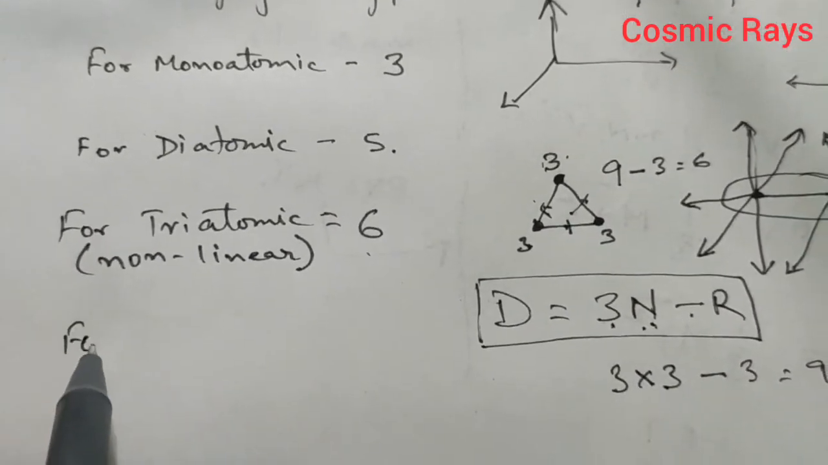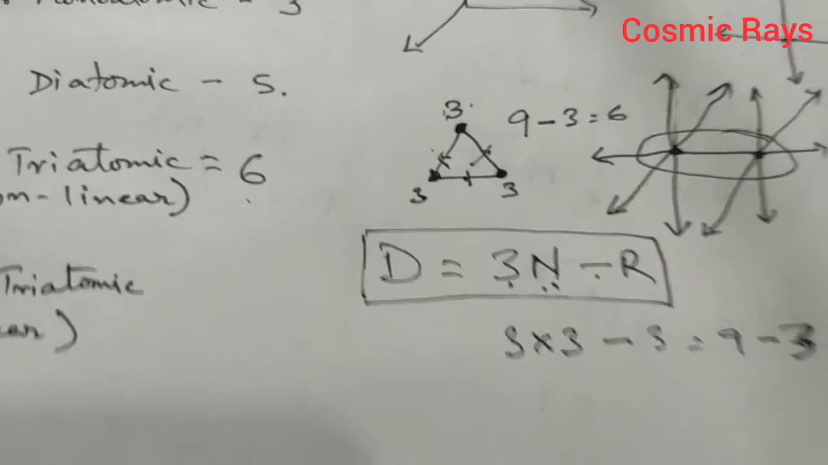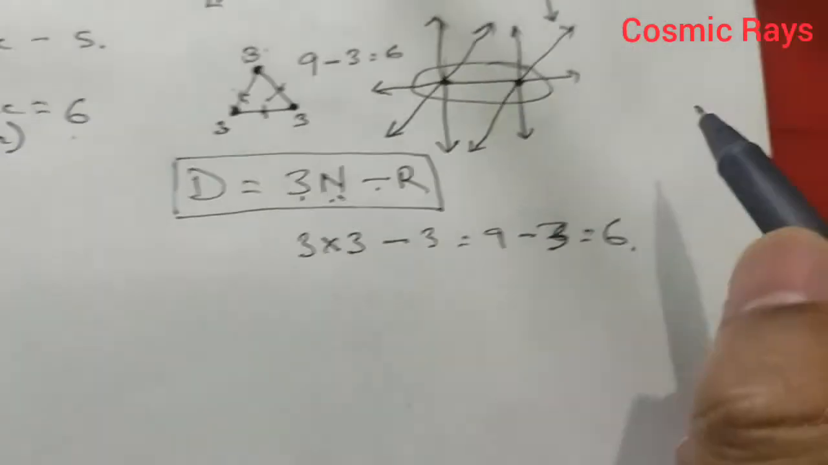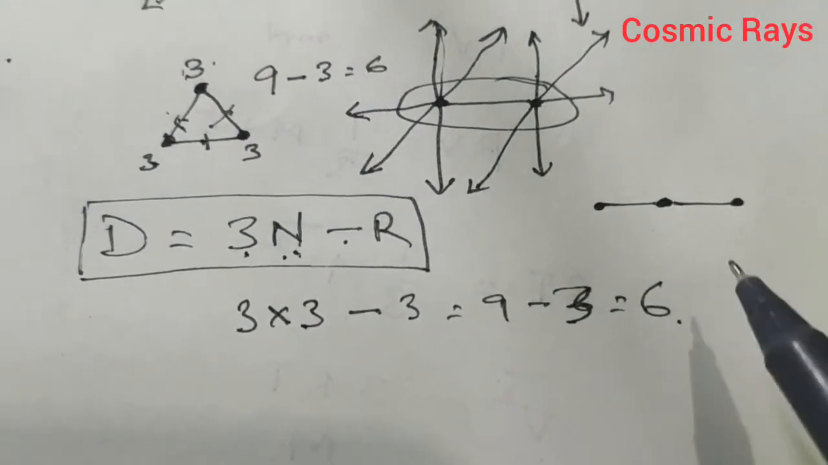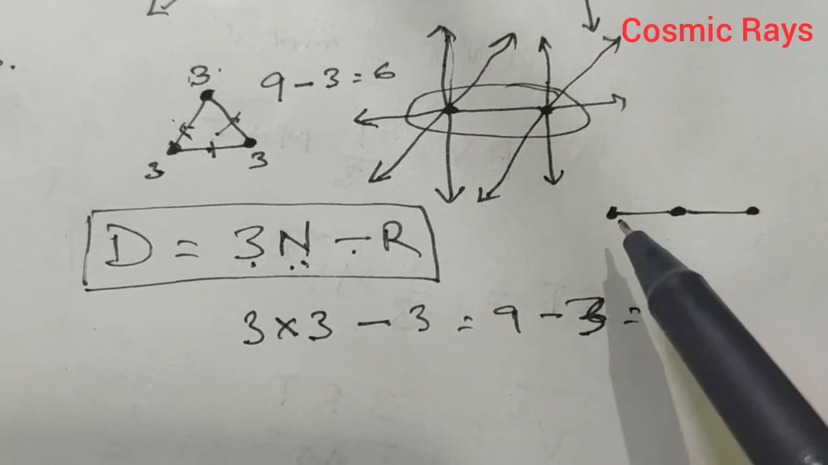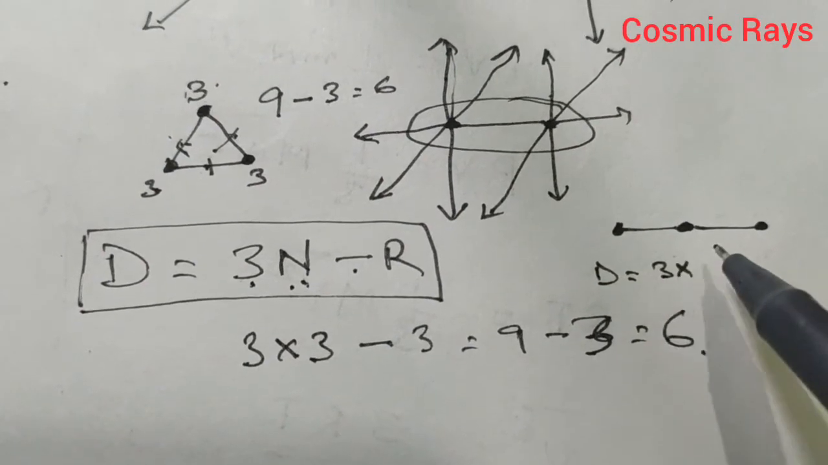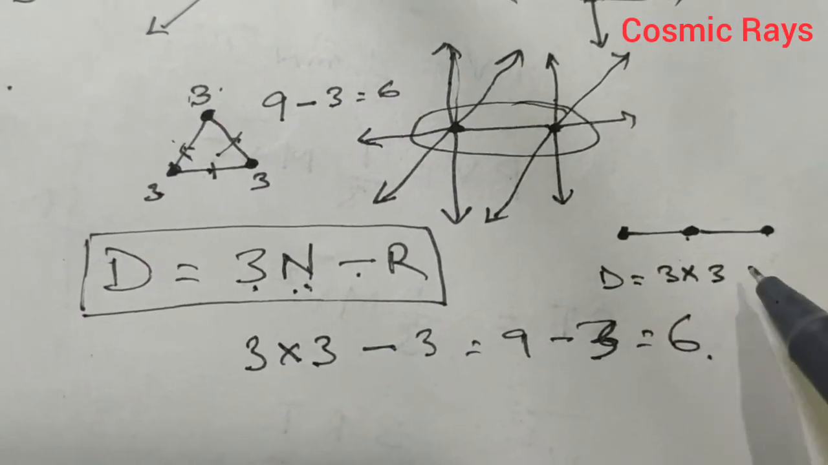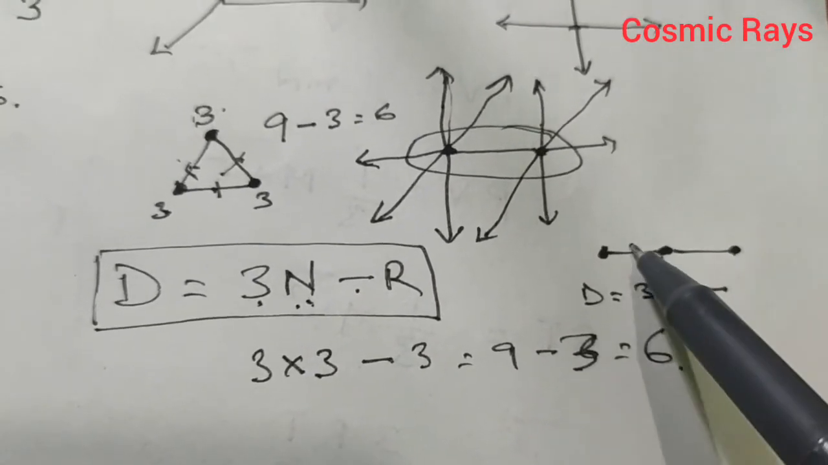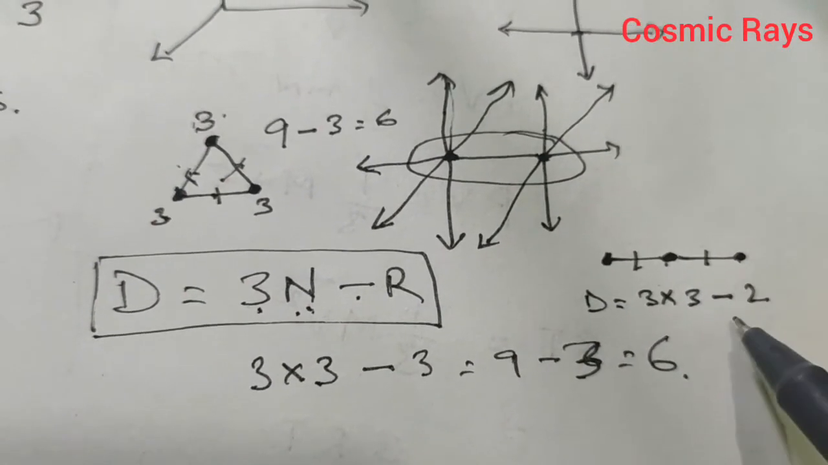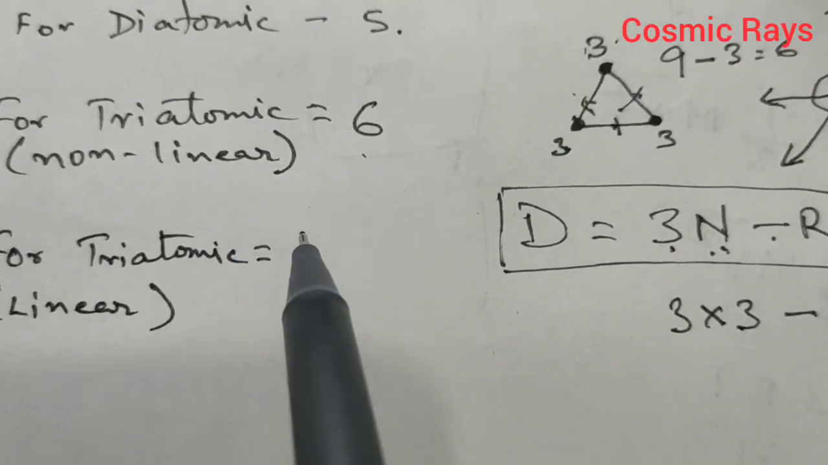And for triatomic linear molecule, we will have, linear means this structure. So here, if we use the formula D equal to 3n minus r, then degree of freedom will be 3 into number of molecules, which is 3, minus the independent relation or the restrictions. So we have 1 and 2. So minus 2. So 3 into 3 is 9, minus 2 is 7. So for triatomic linear molecule, the degree of freedom is 7.